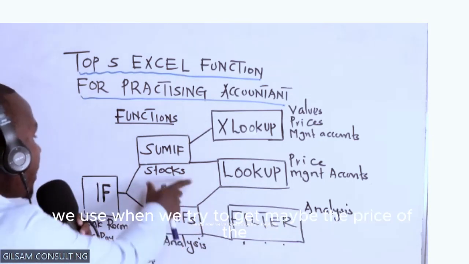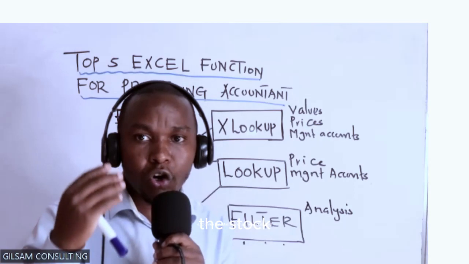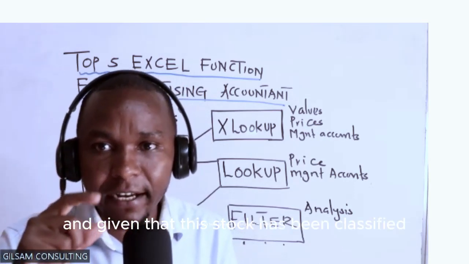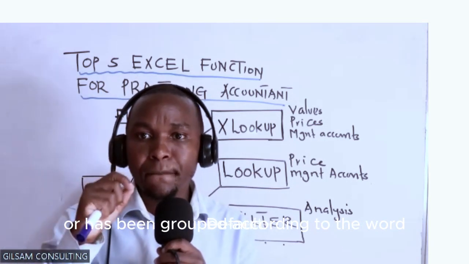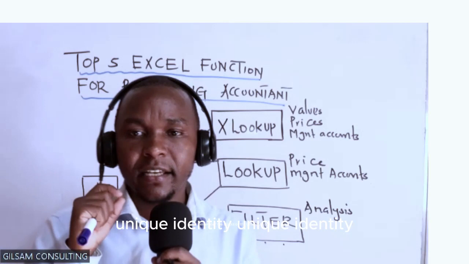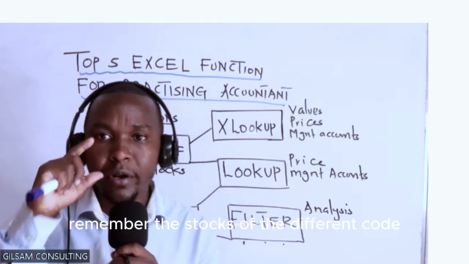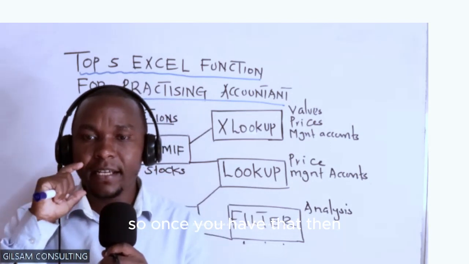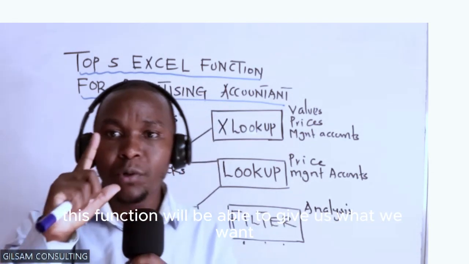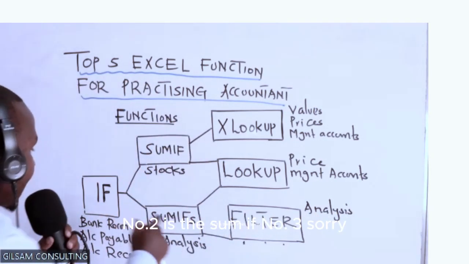This one we use when we try to get maybe the price of the stock, given that this stock has been classified or grouped according to the what? Unique identity. Remember, the stocks have different codes. So once you have that, then this function will be able to give us what we want.